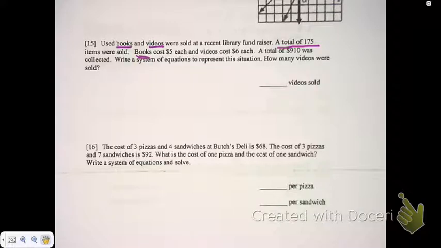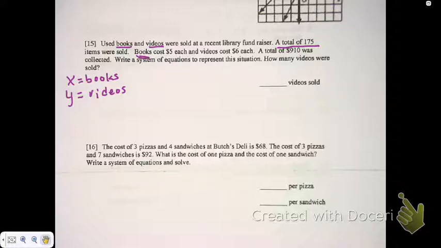So I don't know how many of each they sold, so I'm going to set up variables. I'm going to say X and Y, and I'm going to say X is my books, and Y is my videos. Okay? You could choose any letters you wanted to for it. You could have made videos X and books Y. It's not going to matter. You just got to set up what it's going to be. And it has to be that in both equations that you write.